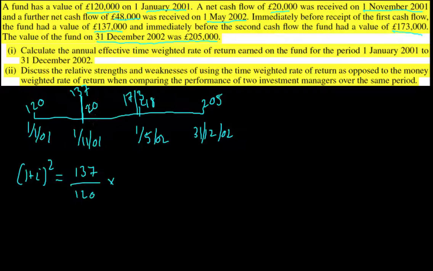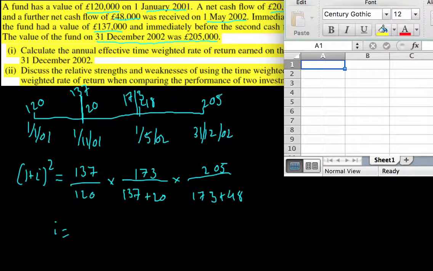Then we multiply that by, so we had 137. We're going to add an extra 20, and that's going to give us 173. And then with that 173, we get 48, and that's going to give us 205. And all of this worked out is somehow going to get us i. So let's just use Excel to figure that one out.